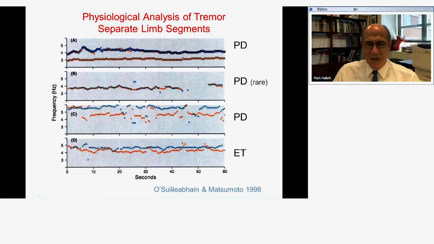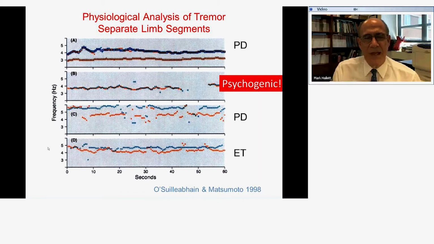And in this paper, the authors claimed that this was a rare case of Parkinson's disease. You can see that it's exactly the same through all this time period. And I would say that the authors are confused. This is almost certainly a psychogenic tremor. The oscillators in Parkinson's disease basically are independent, even in body parts on the same side. So this is almost impossible to be Parkinson's disease, and is what you see in patients that have psychogenic disease.